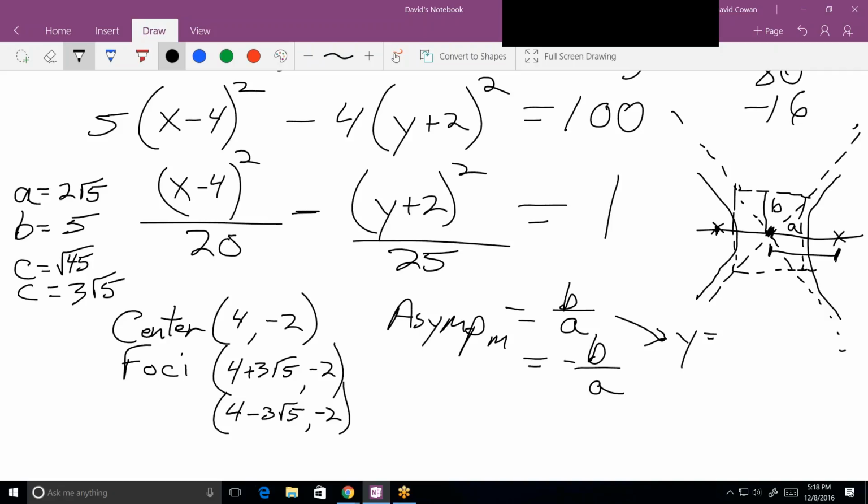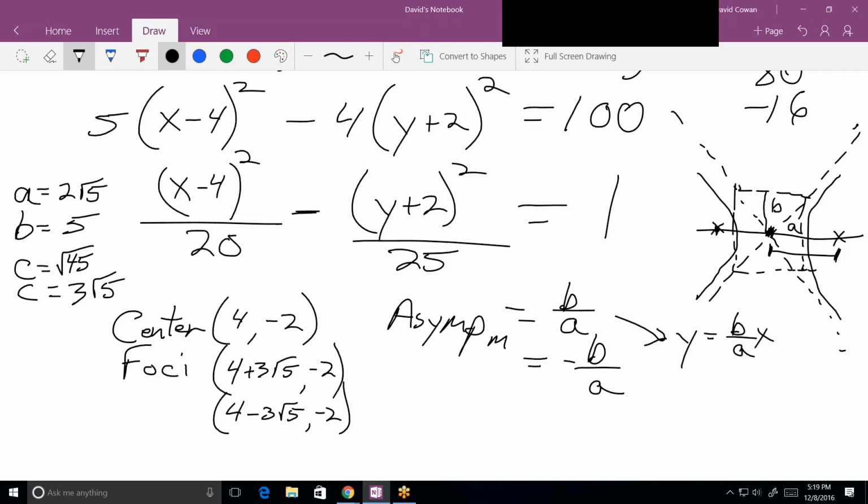Here's what the equation is. If the center is at the origin, then there's no y-intercept, so the equation of the asymptote is going to be b over a times x. In other words, it's y equals mx plus b, but b is 0. B being the y-intercept, not this b.